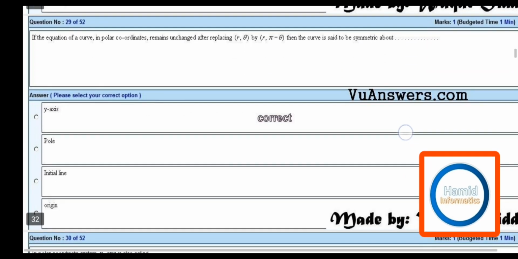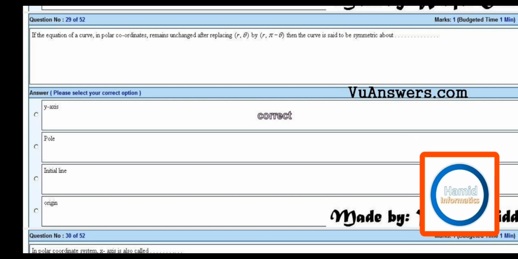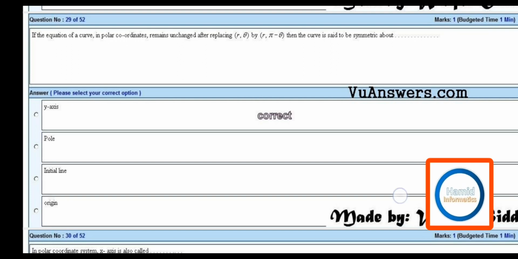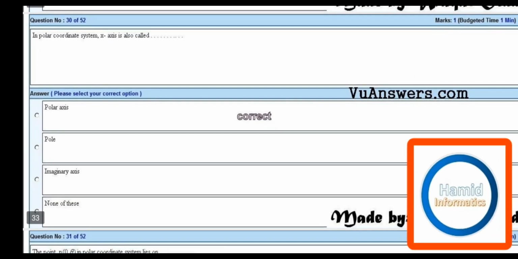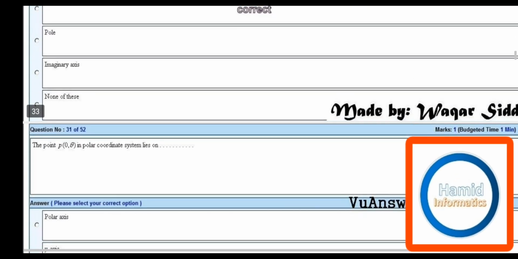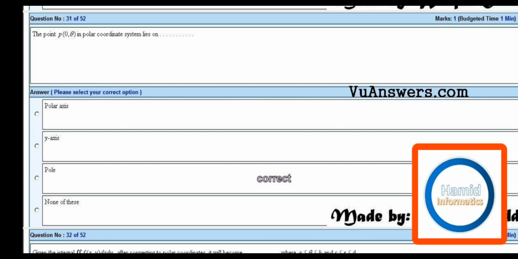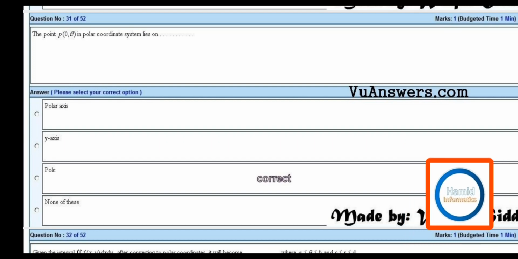Next one is, if the equation of a curve in polar coordinates remains unchanged after replacing r comma theta by r comma pi minus theta, then the curve is said to be symmetric about the y-axis. In polar coordinate system, x-axis is also called dash polar axis. The point P of 0 comma theta in polar coordinate system lies on pole.